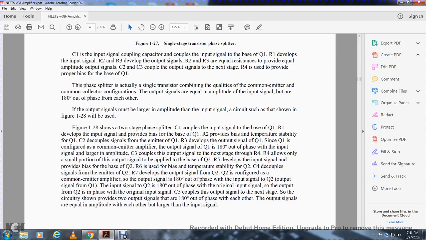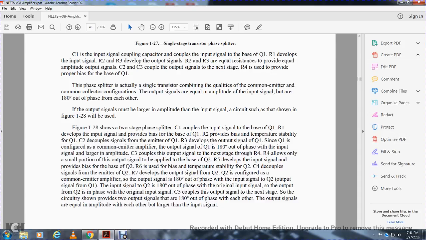Figure 128 shows the two-stage phase splitter with C1 coupled to the input signal at the base of transistor 1. Resistor 1 develops the input signal and provides the bias for the base of transistor 1. Resistor 2 provides temperature stability for transistor 1. Capacitor 2 decouples the signal at the emitter of transistor 1. Resistor 3 develops the output signal of transistor 1. Since transistor 1 is configured as a common emitter amplifier, its output signal is 180 degrees out of phase with the input signal and larger in amplitude.